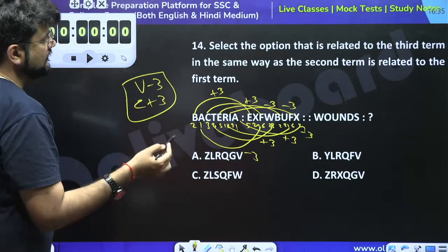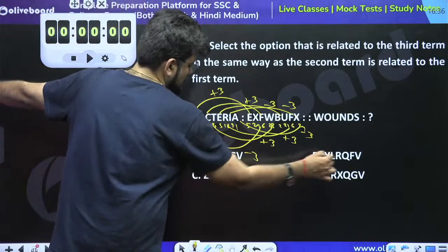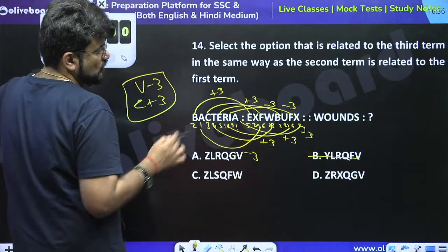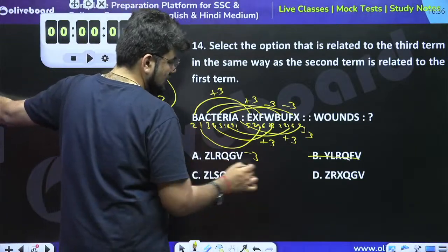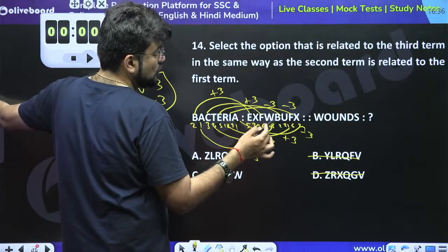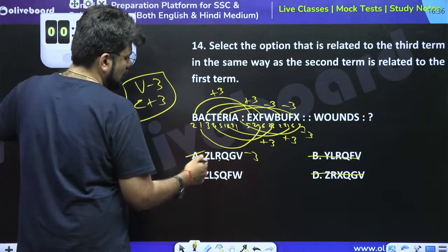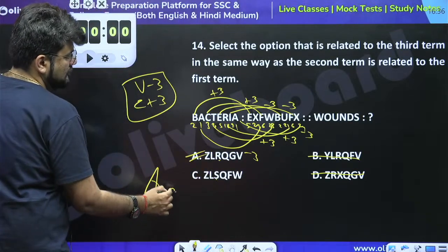Right? Find for WOLU. So W plus 3 is 26. So we'll start with Z. This is gone. The next is O. O minus 3 is L. So this is gone. The next one will give you your answer. So next is U. 21 minus 3 is going to give you 18. So R. Option A is my right answer.